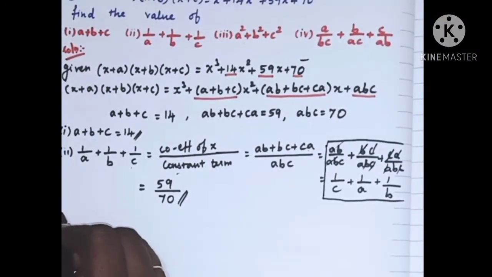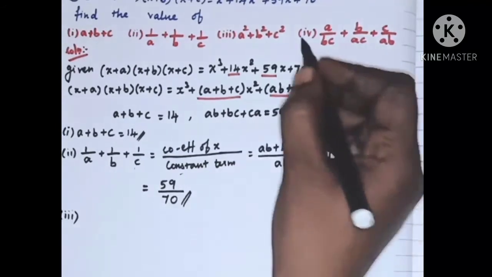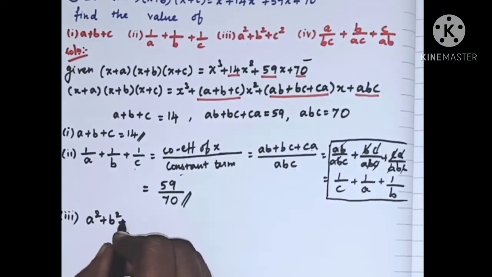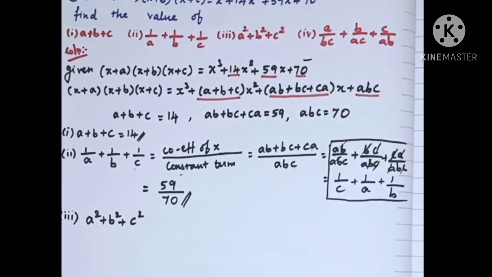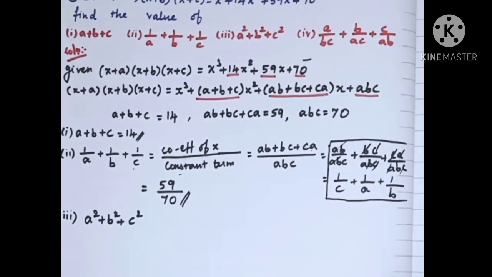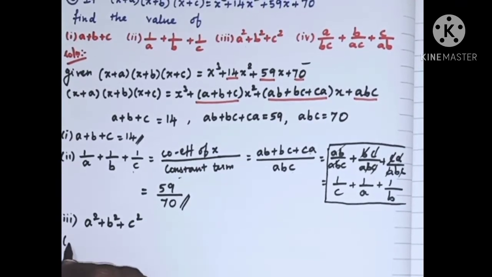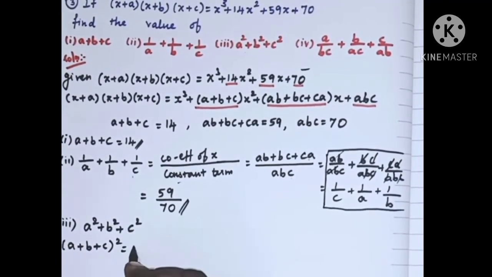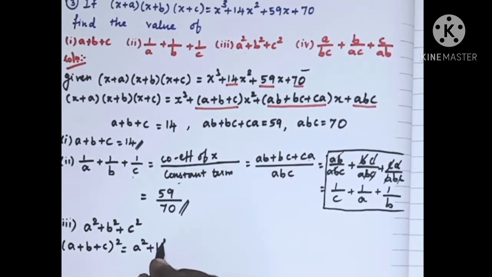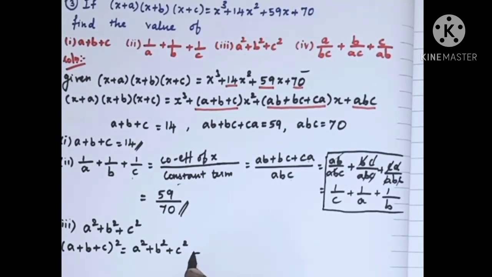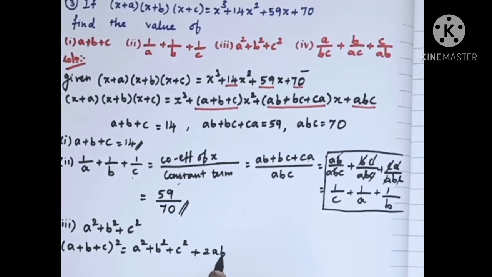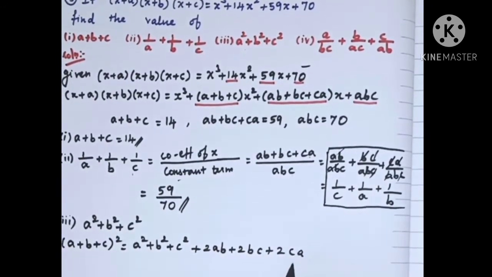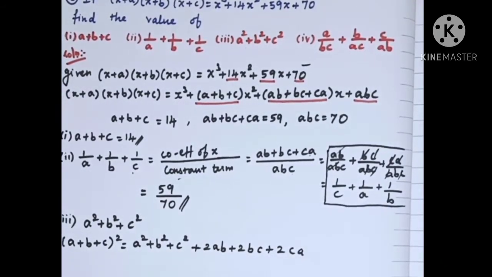And finally, the third subdivision they are asking to find is a square plus b square plus c square. For this, we have one identity. What identity? That is, a plus b plus c the whole square is equal to a square plus b square plus c square plus 2ab plus 2bc plus 2ca. This is the identity that you already know.